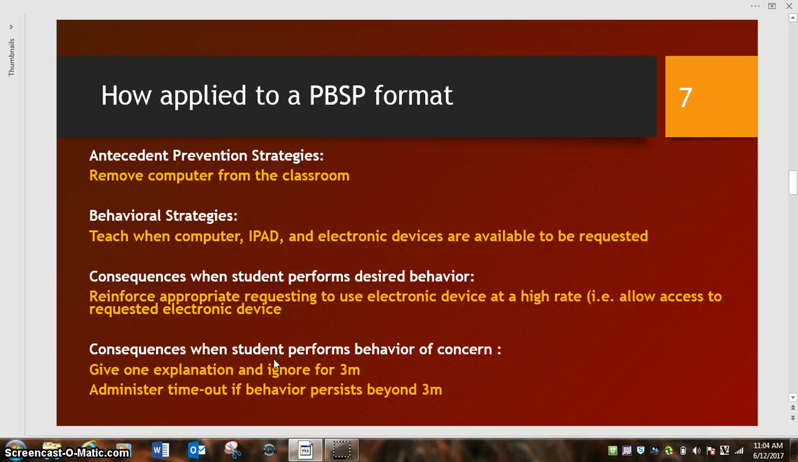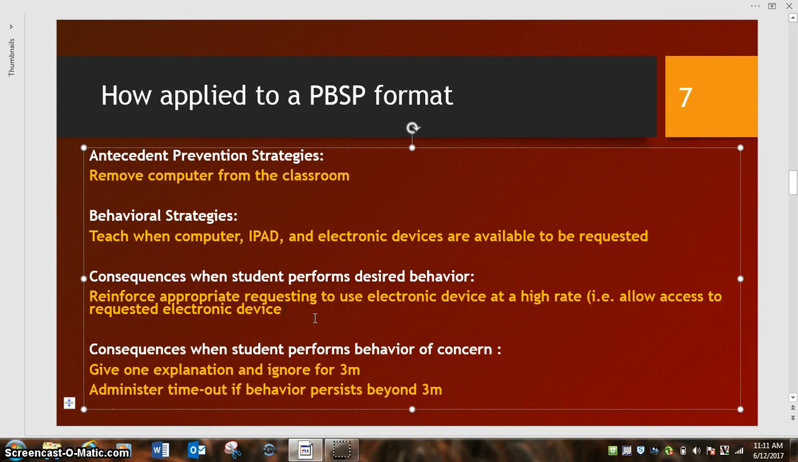So in this example, the antecedent prevention strategy would be to remove the computer from the classroom. The behavioral strategy would be to teach the student when the computer or electronic device is available. Consequences when the student performs a desired behavior would be to reinforce appropriate requesting to use the electronic device at a high rate. And then finally, the consequences that would be used when the student performs the behavior of concern would be to give one explanation and ignore for 3 minutes, and then administer a timeout.